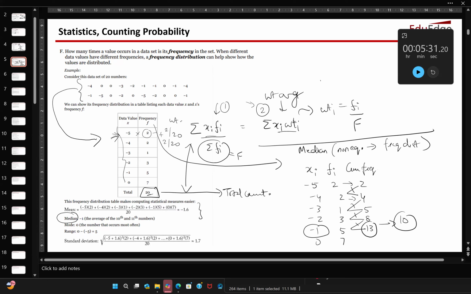So wherever you cross 10, that's where you're crossing half the distribution. So we are crossing that at -1. Hence the median is -1. Correct? So there are 8 numbers till -2. Then the ninth, 10th, 11th, 12th, 13th numbers are -1. So the average of the 10th and 11th will be -1. So wherever it crosses, that will be your median.